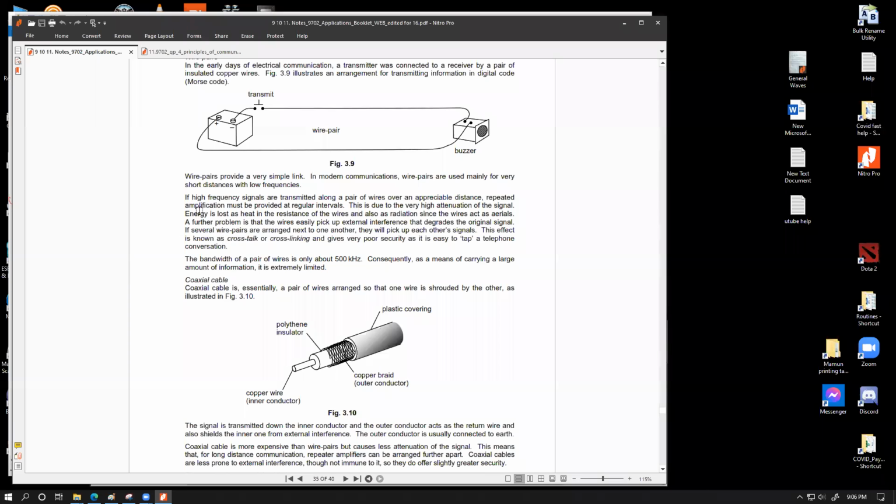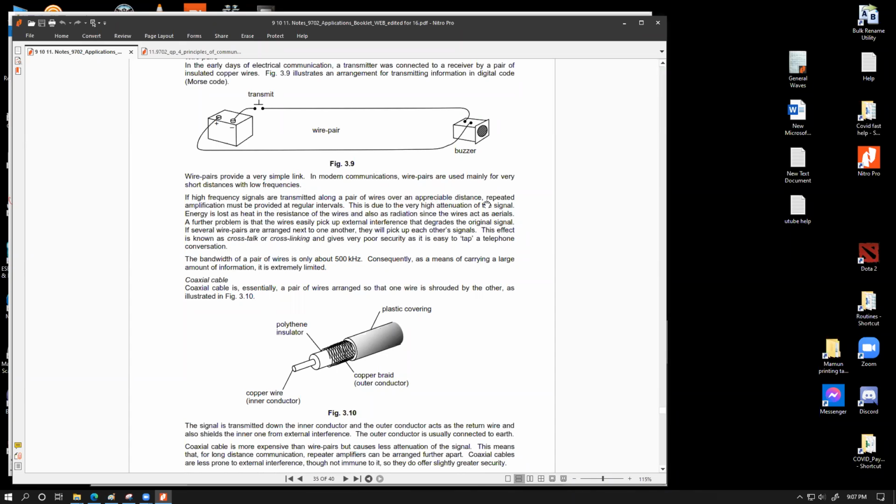Have a read of this one. Wire pairs provide very simple communication. In communication, wire pairs are used mainly for very short distances or with low frequencies. A very common example for wire pair communication is the intercom of a building. That's wire pair. If high frequency signals are transmitted along a pair of wires over an appreciable distance, long distance that is, repeated amplification must be provided at regular intervals.